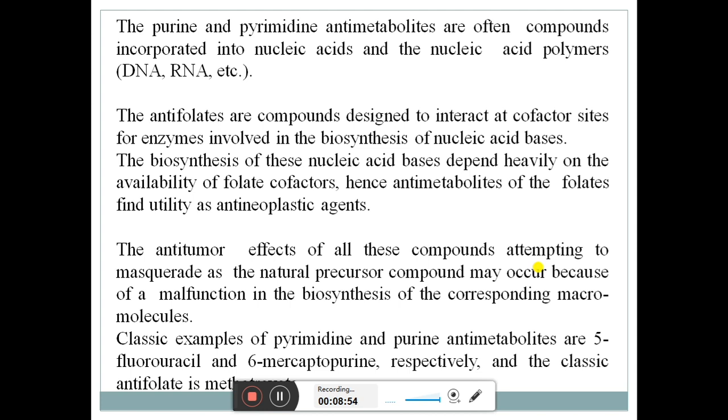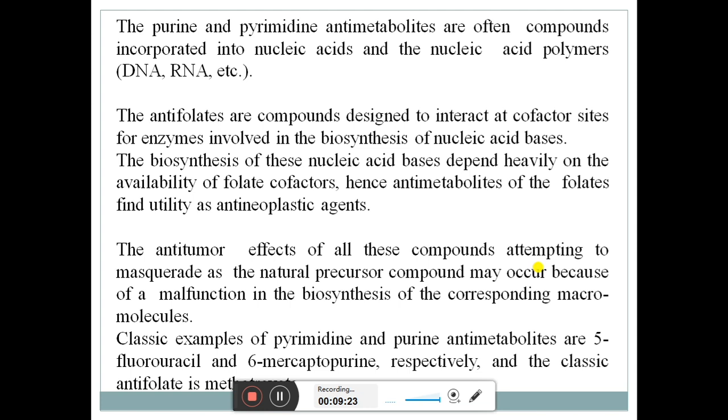Just write down in the comment, or write down in your notebook, what the purine bases are and what the pyrimidine bases are. Okay, so you get an idea. So these purine and pyrimidine antimetabolites are incorporated into the nucleic acid polymers, that is DNA and RNA.